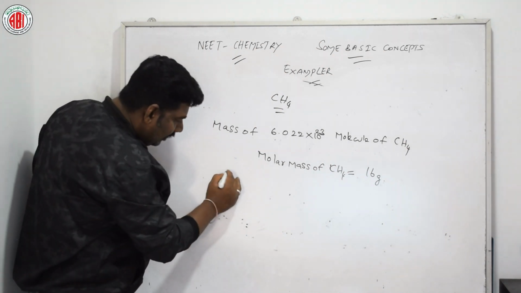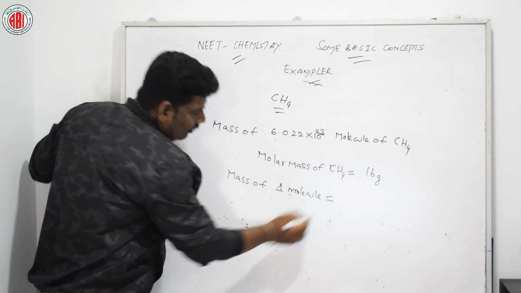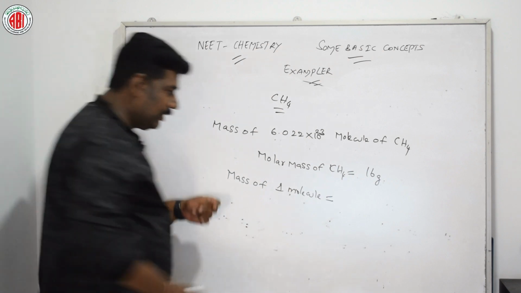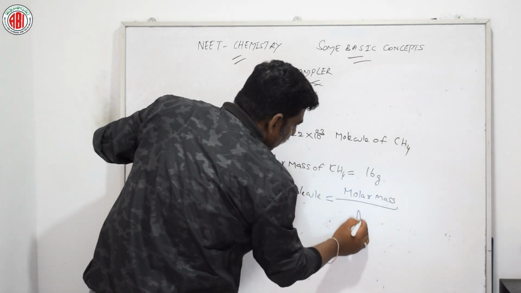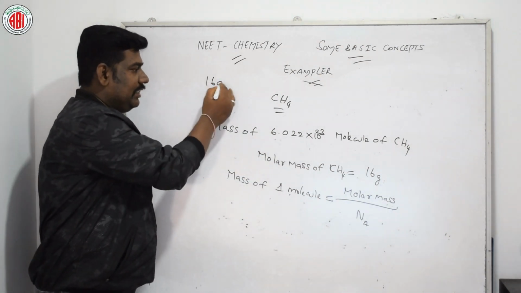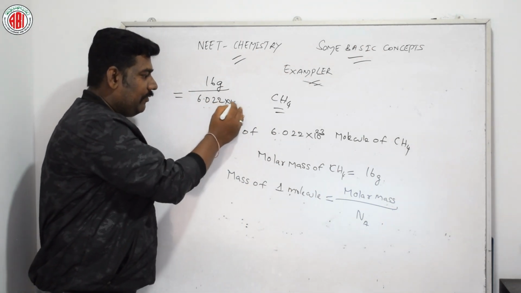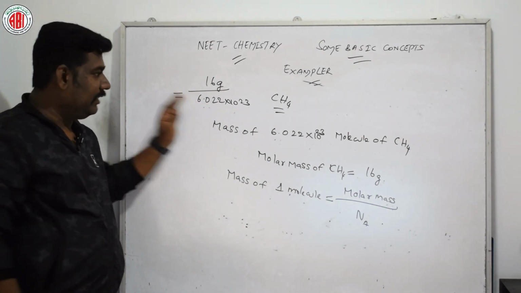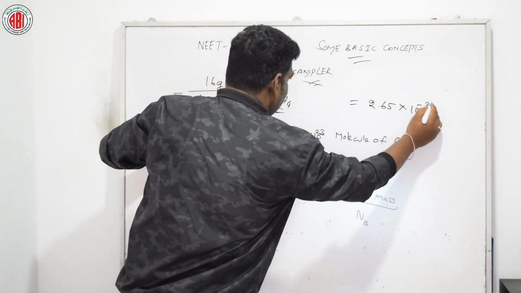Mass of one molecule. We know the formula: mass of one molecule is the molar mass divided by the Avogadro value, Na. So the molar mass is 16 gram. 16 gram divided by the Avogadro value, 6.022 into 10 to the power of 23. Simplifying this, we will get around 2.65 into 10 to the power of minus 23.